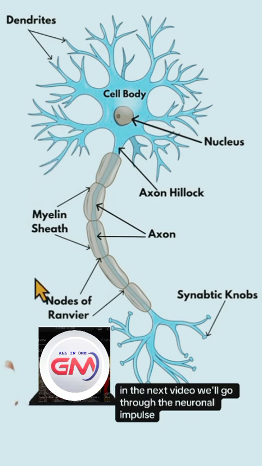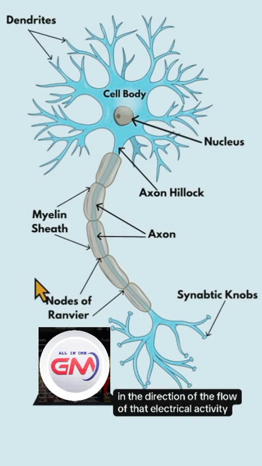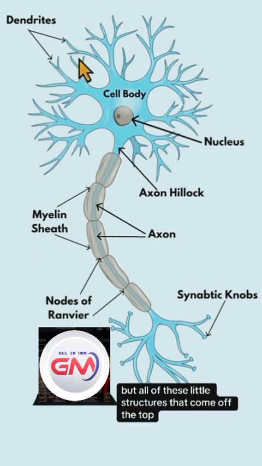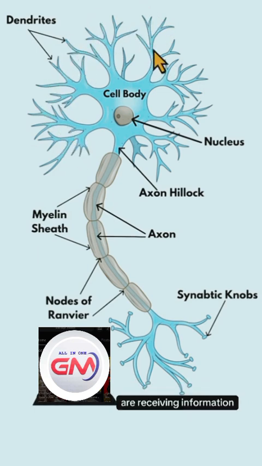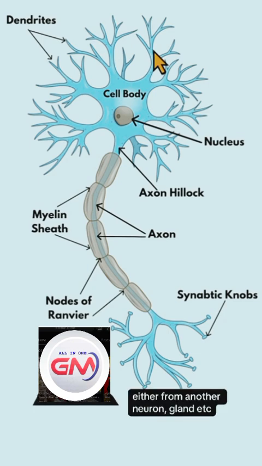In the next video, we'll go through the neuronal impulse and the direction of the flow of that electrical activity. But we'll start with just identifying the dendrites. This is the receiving end of information, but all of these little structures that come off the top are receiving information either from another neuron, a gland, etc. So dendrites are these little tree structures.